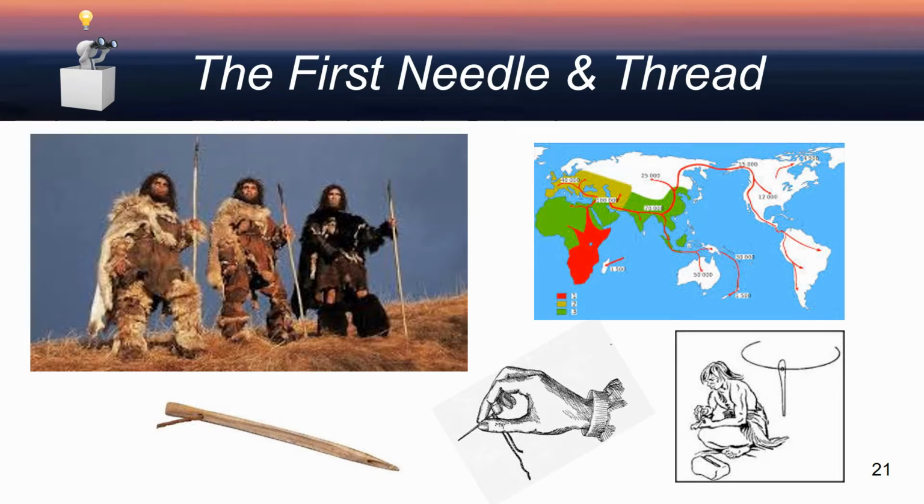The first needle and thread, one of my favorite examples of a high disruptive product. Without the first needle and thread, mankind would not be able to migrate to northern climates where clothing fashioned from animal skins was necessary.